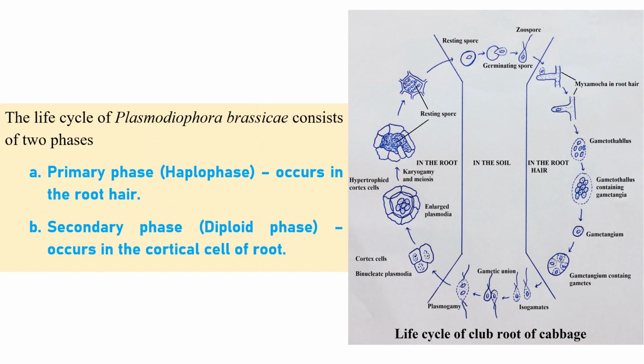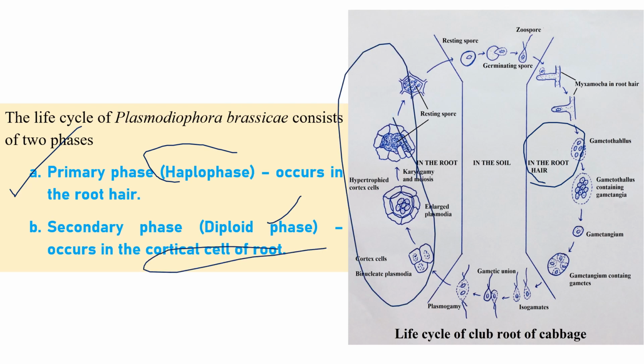When it comes to the life cycle of Plasmodiophoromycota, I'm not going to explain every single step; I'll tell you the simple, common, important features. The life cycle is divided into two phases. The primary phase, the haplophase, occurs in the root hair. The secondary phase is otherwise called the diploid phase. As the names indicate, in phase 1 all are haploid, and in the second stage they become diploid. It happens in the cortical cells of the root.